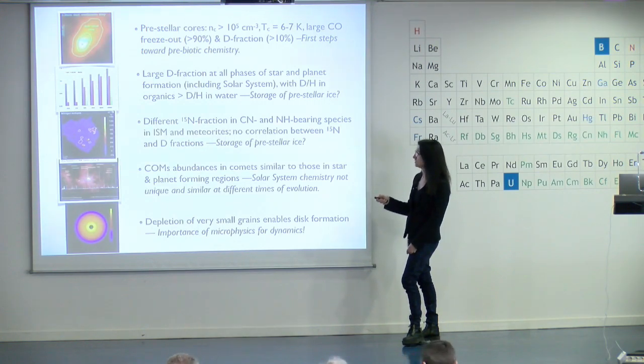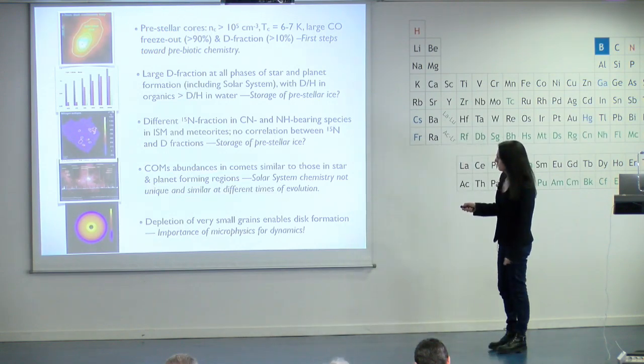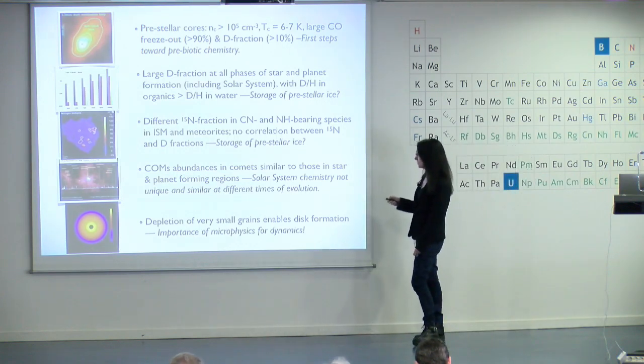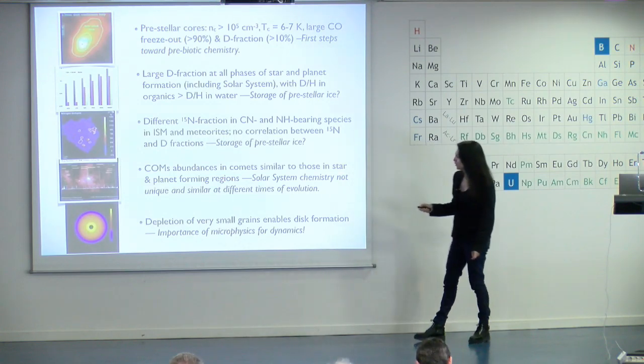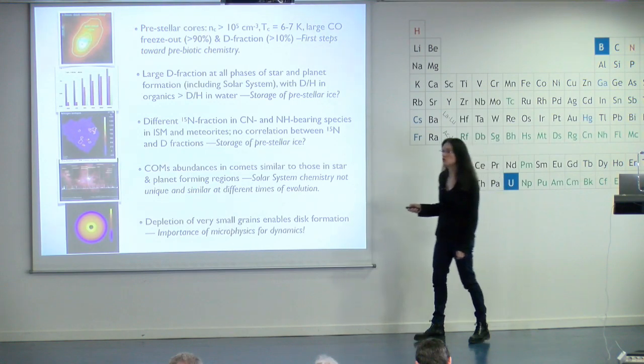We don't see correlations in space, and there is very little correlation between 15N enrichments and deuterium enrichments in meteorites. The complex organic molecule abundances in comets and also in solar-system-like star and planet-forming regions are very similar. The conclusion, which actually comes from the Nature paper of Karin Oberg, is that solar system chemistry is not unique and is similar at different times of evolution.